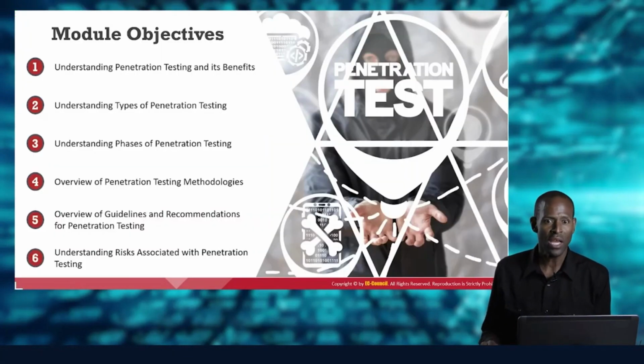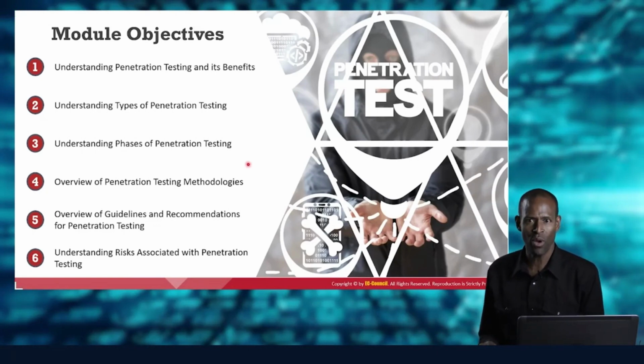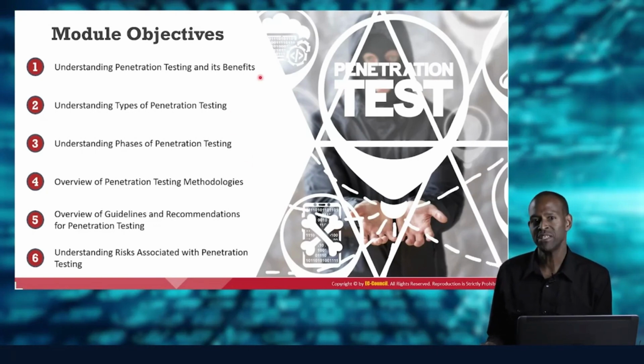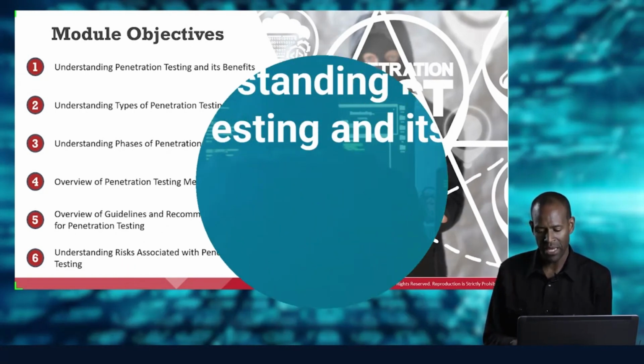And so we're going to look at 6 different areas in this module. Number 1, pen testing and its benefits. Number 2, we're going to look at the different types of pen testing. We're going to understand the phases and methodologies of pen testing. And we're also going to look at some recommendation and guidelines for pen testing. And lastly, some of the risks. There are risks associated with pen testing.